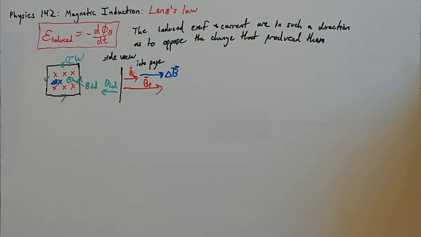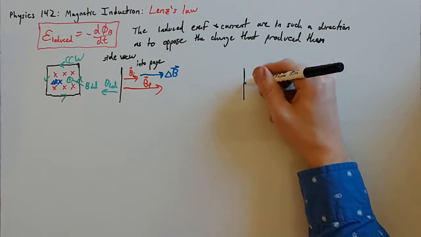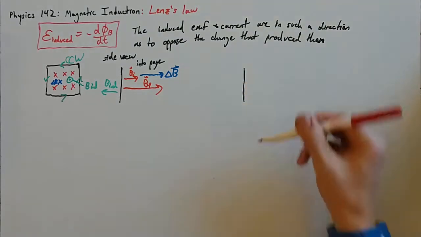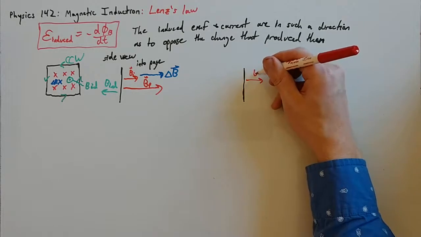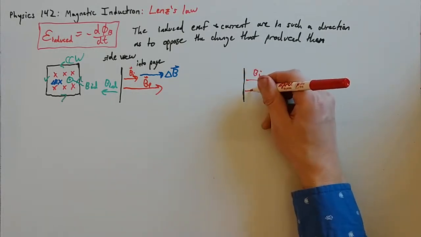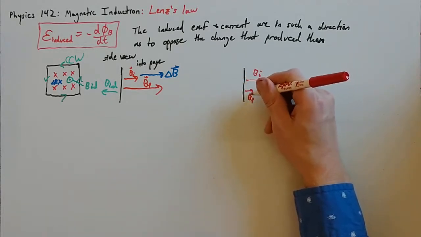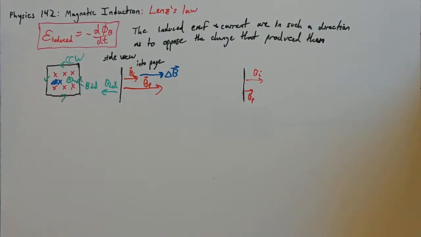So just to make sure, it's a little complicated, can we try to make sense of it? What if instead I decreased the magnetic field? So what if we have the same situation, and I start with my initial, here's B initial, but now I make B final smaller. What's going to happen now? Will the current be counterclockwise or clockwise?